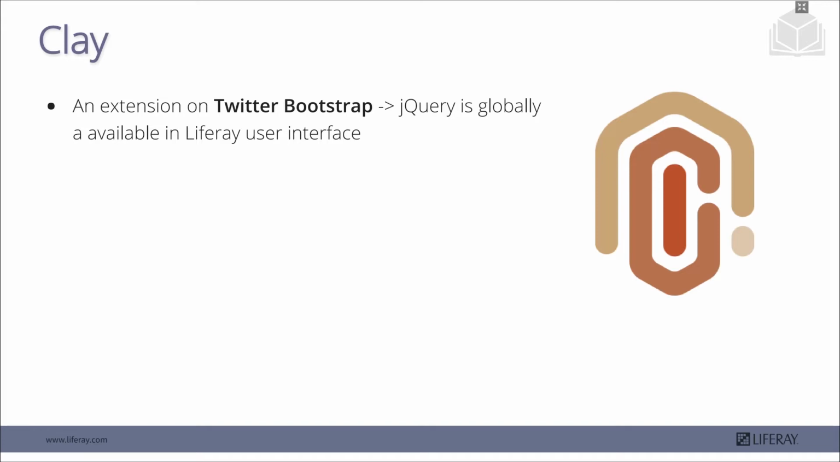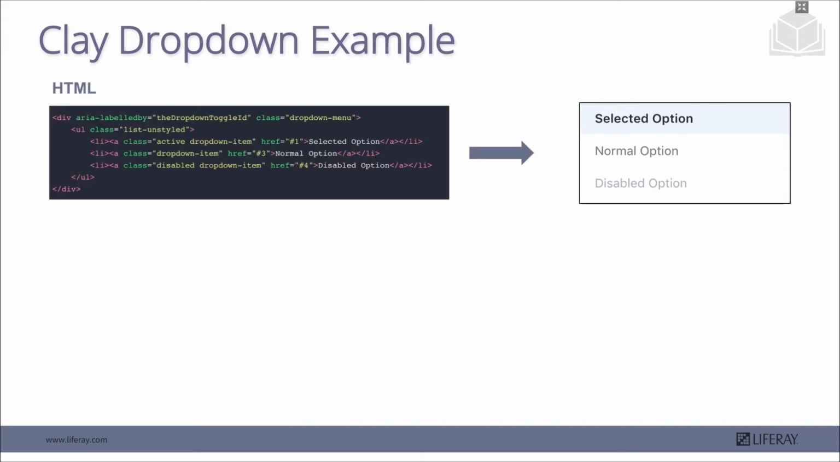On top of that, Clay also extends Twitter Bootstrap and jQuery. So again, we can use jQuery all throughout the user interface or the UI of Liferay. So some examples here. Lexicon would say a dropdown should look like this. Clay will actually give you the code to implement the dropdown defined by Lexicon.